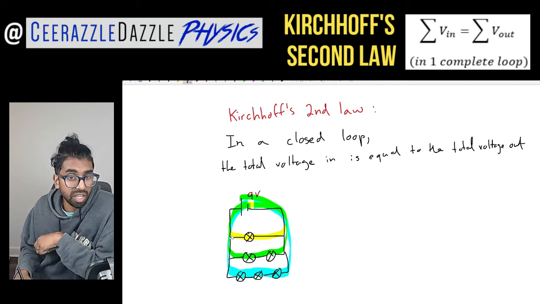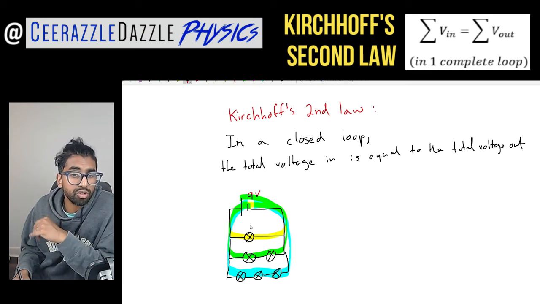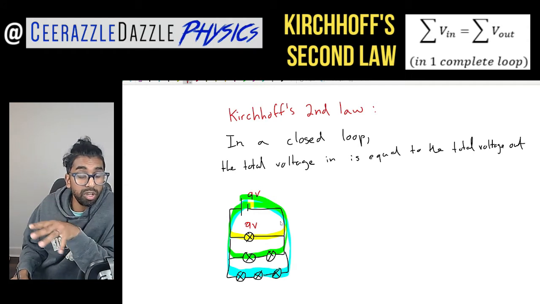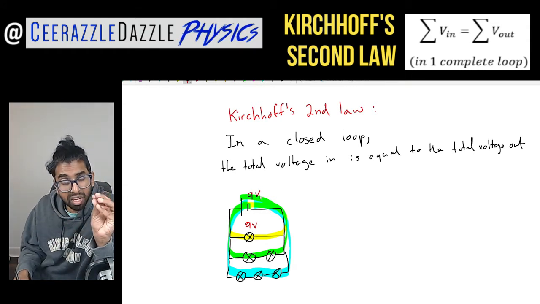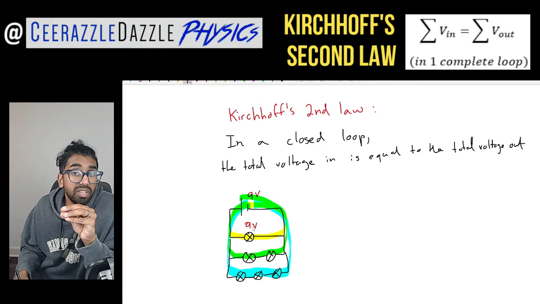You walk down here. You take this route. You've got one house. How much is going to drop off? It will be 9 volts over here. Easy stuff. That's one loop. The total voltage going in was 9. The total voltage out was 9 as well.